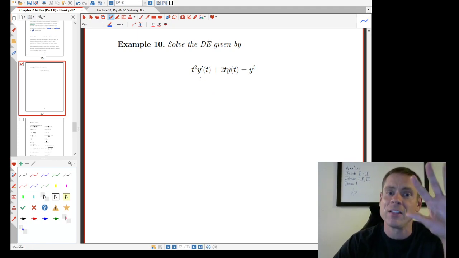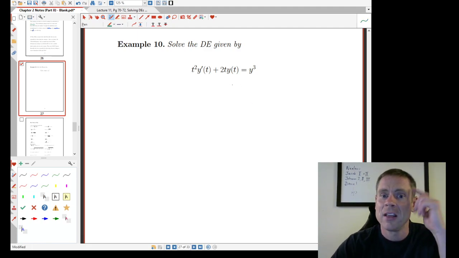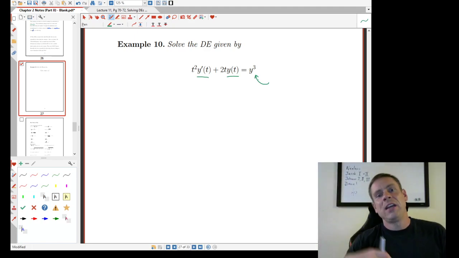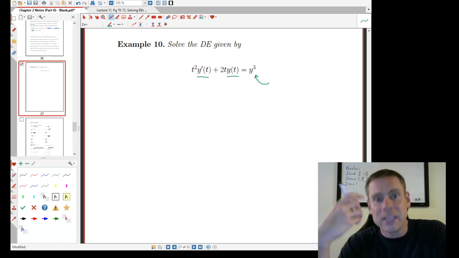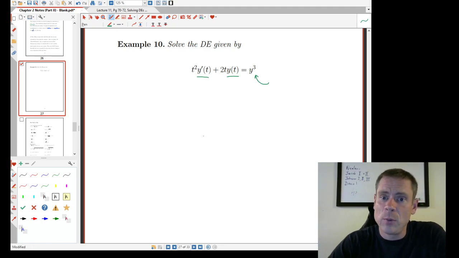The important thing, though, to see this is a Bernoulli equation is the fact that you have a y prime term right here, you have a y of t right there, and this here, this y cubed, is what makes this into a Bernoulli equation with n equals 3. So this differential equation is Bernoulli with n equals 3.